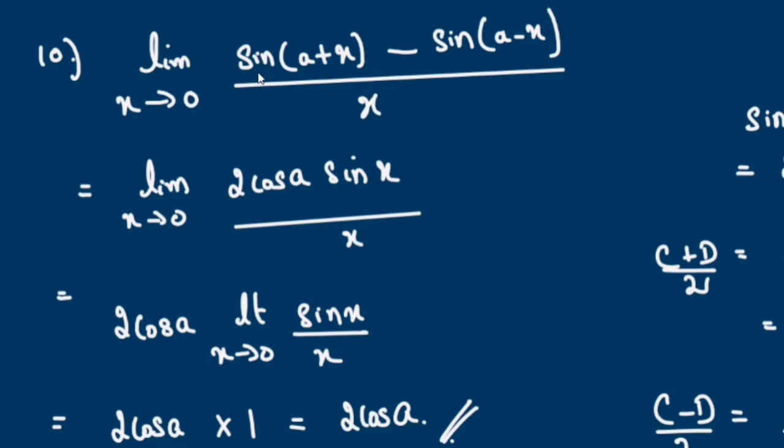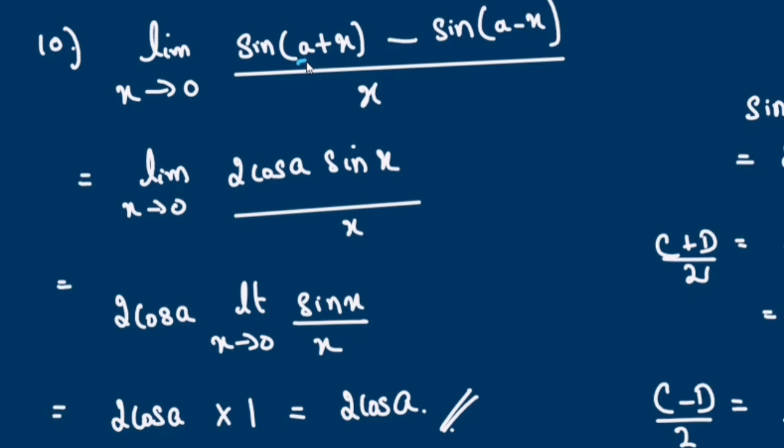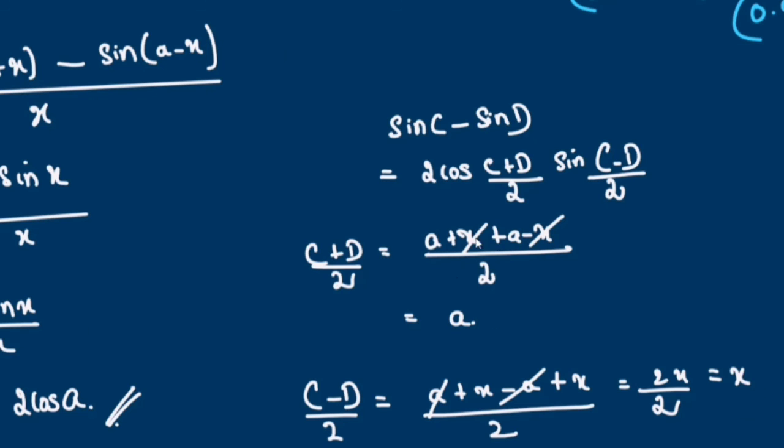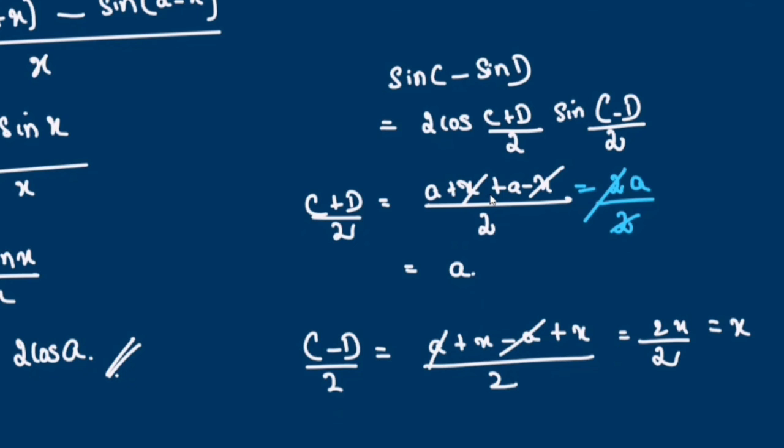Limit x tends to 0, sine (a plus x) minus sine (a minus x) by x. Now let us use the trigonometric formula sine c minus sine d, that is 2 cos (c plus d) by 2 sine (c minus d) by 2. C plus d by 2 means add these two, (a plus x) plus (a minus x) by 2. So cancel this, you get 2a by 2, that is equal to a. C minus d by 2, (a plus x) minus (a minus x), a cancelled, you get 2x by 2, that is equal to x.